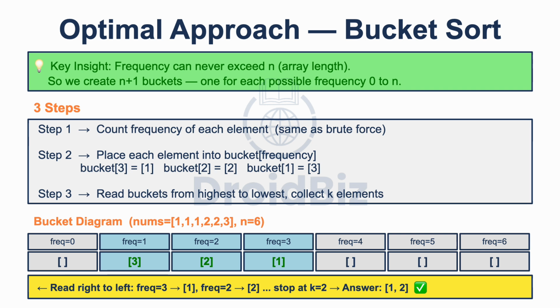Look at the bucket diagram. We have 7 buckets for frequencies 0 through 6. Bucket 3 holds 1. Bucket 2 holds 2. Bucket 1 holds 3. The rest are empty. Reading from right to left, we first see element 1 from bucket 3, then element 2 from bucket 2. We have collected k equals 2 elements. We stop. Our answer is 1 and 2. No sorting needed. This runs in linear time.